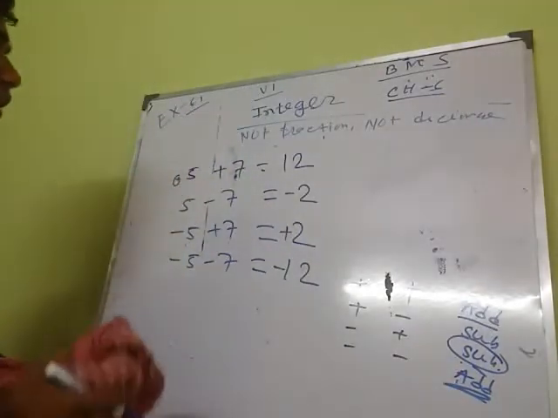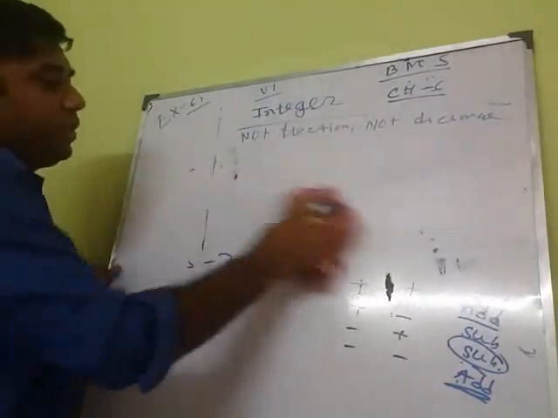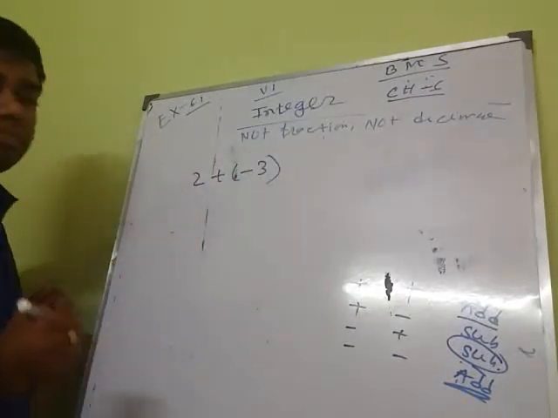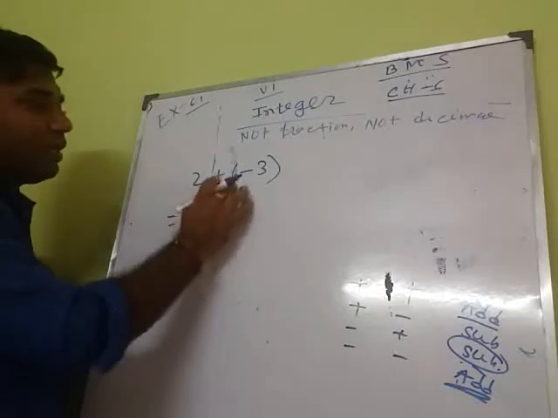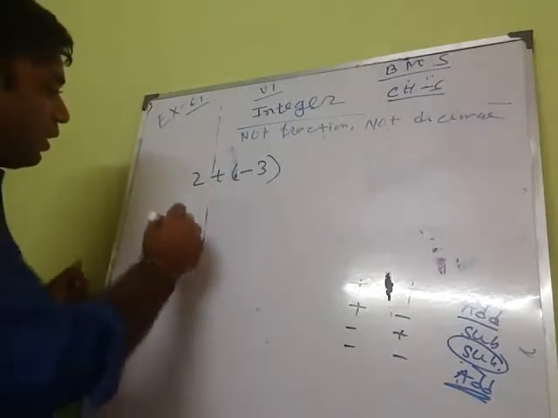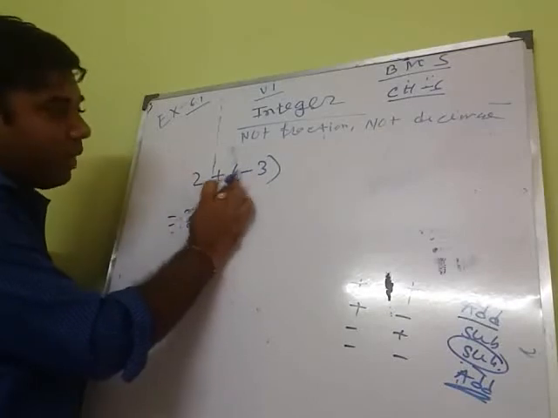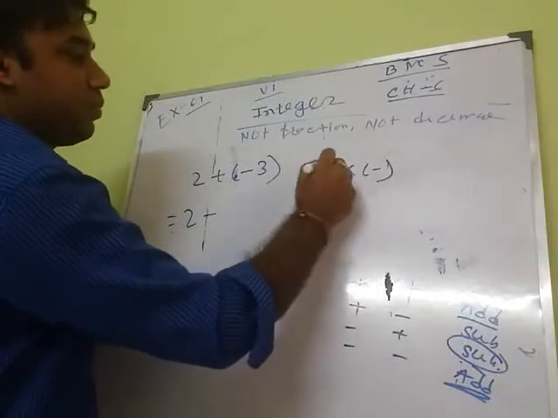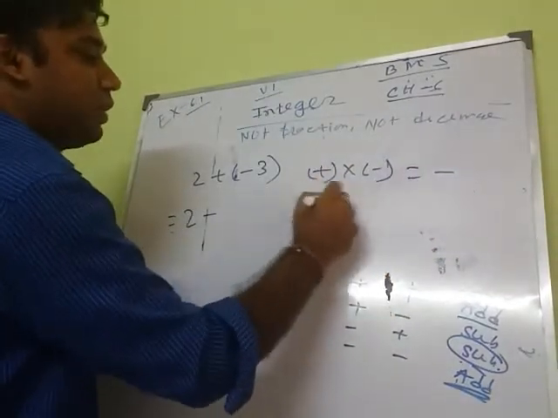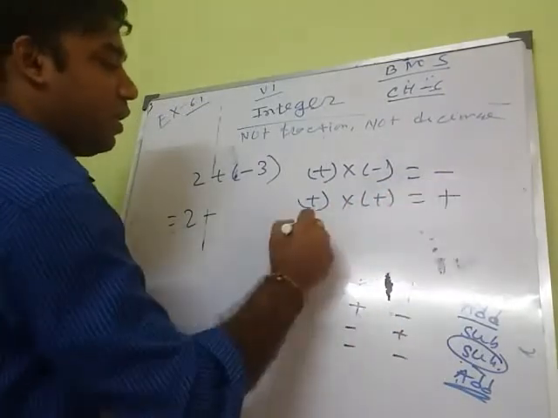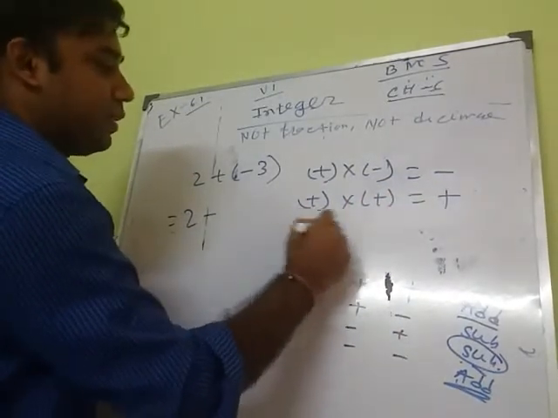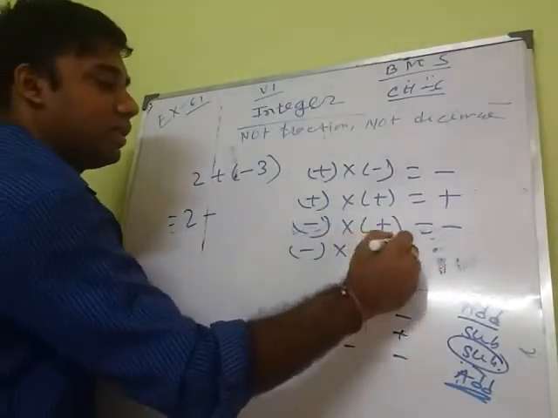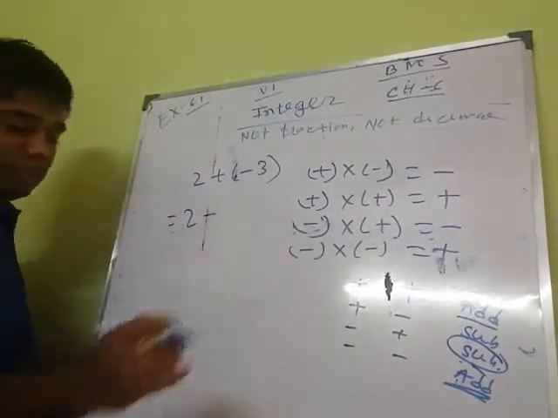And another thing, students, just keep it in your mind that if it is given in that form, 2 of plus or minus 3, the bracket means multiplication. Now plus into minus will be minus. Plus into plus will be plus. Minus into plus will be minus. Minus into minus will be plus. Okay. Remember these 4 things.